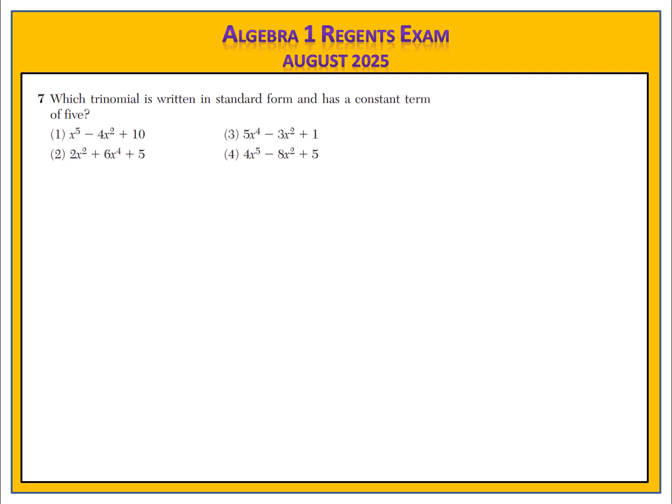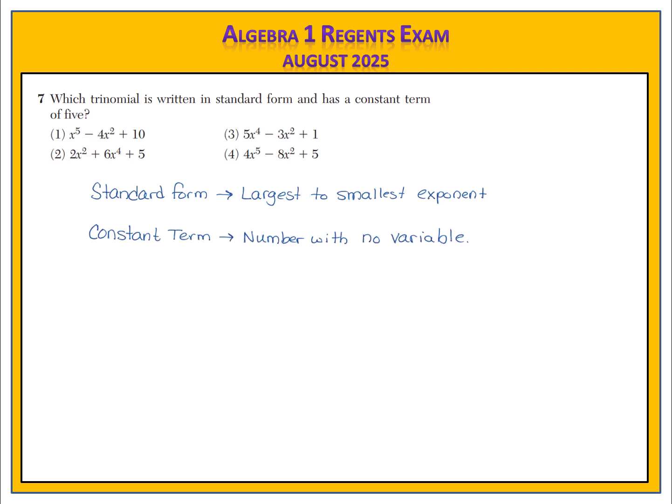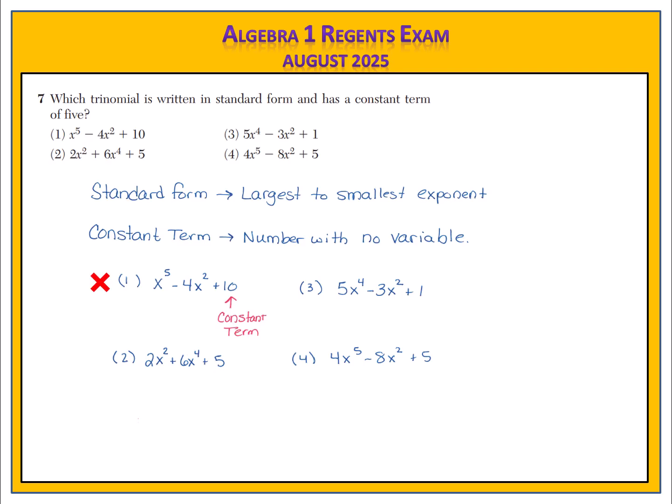Problem 7. Which trinomial is written in standard form and has a constant term of 5? Remember, standard form is when our terms are written with the largest exponent first to the smallest exponent. The constant term is the term or the number that has no variable. Here are 4 choices. Choice 1, standard form. The exponents are 5, 2, and none. That passes the first test. The constant term is 10. We want a constant term of 5, so choice 1 is not our answer.